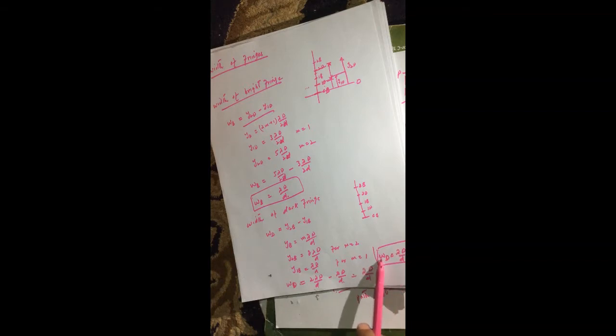So the width basically depends on the geometry of the apparatus. It depends on the distance between the screen and the slits, and also on the distance between the two slits. So this is all about the width of the bright and dark spots.